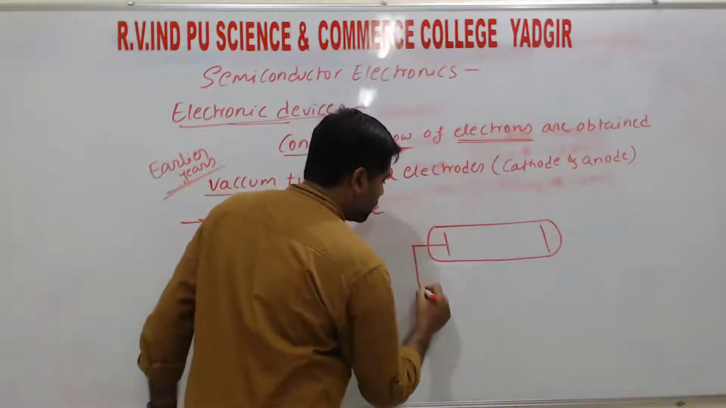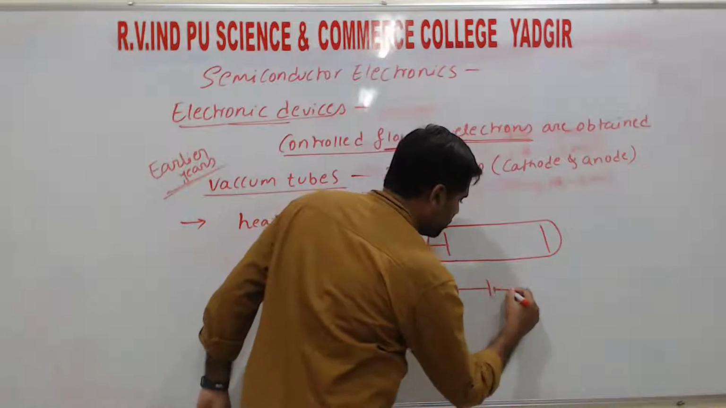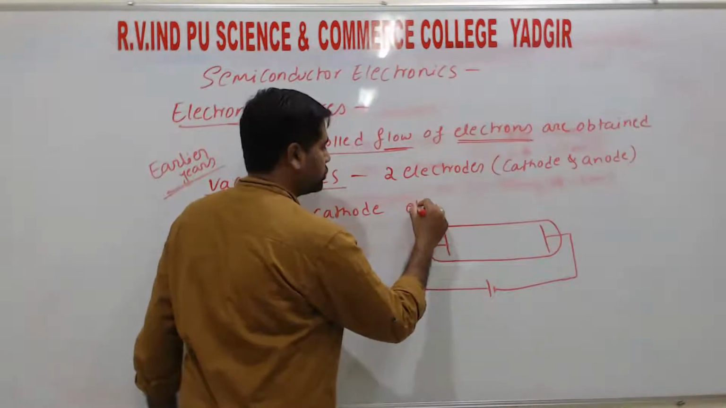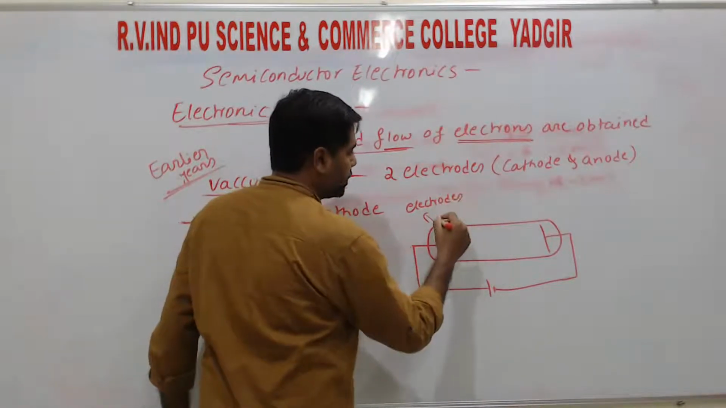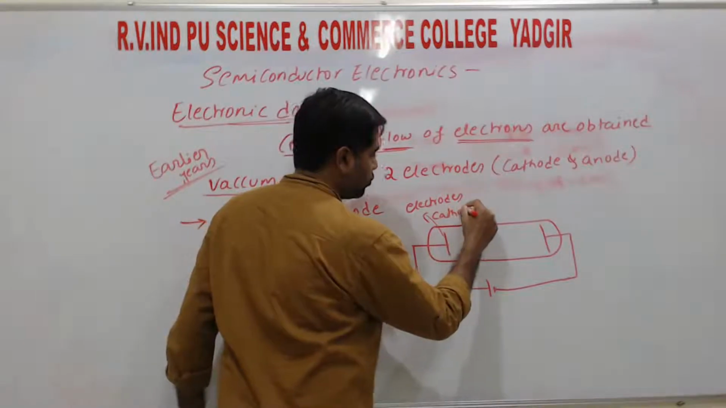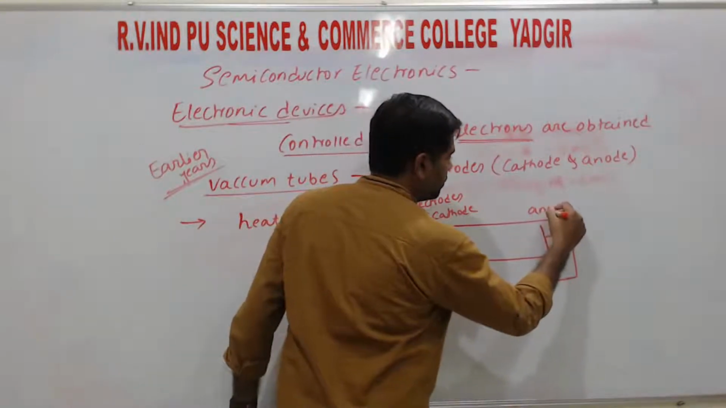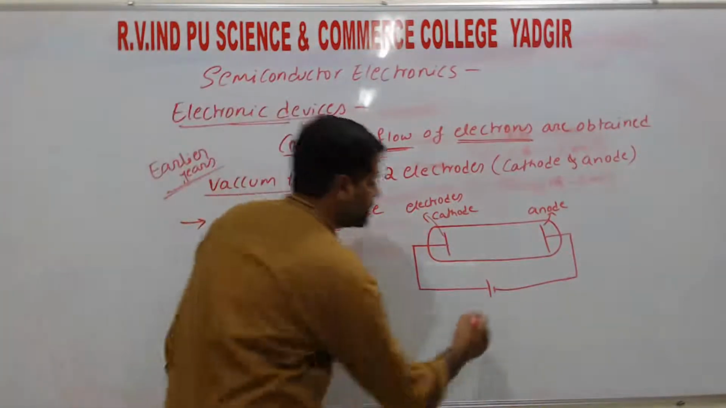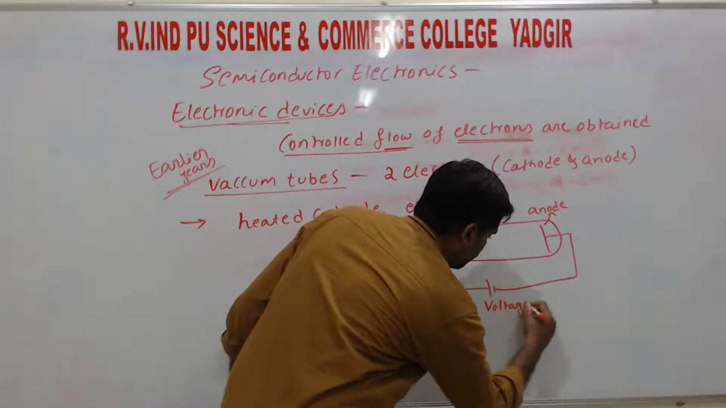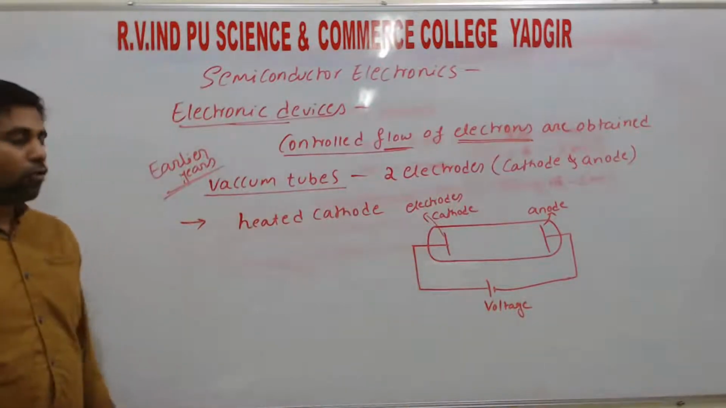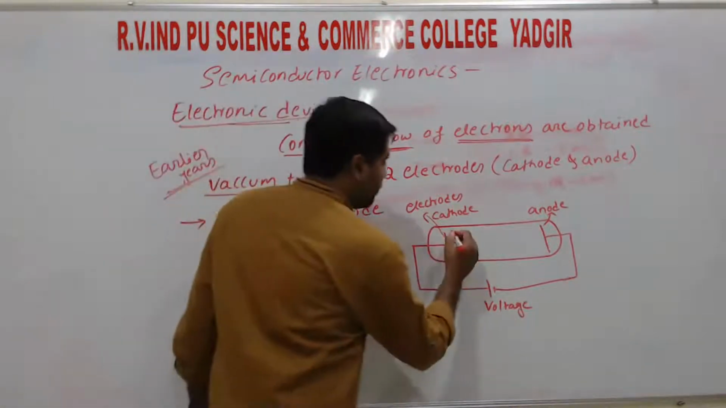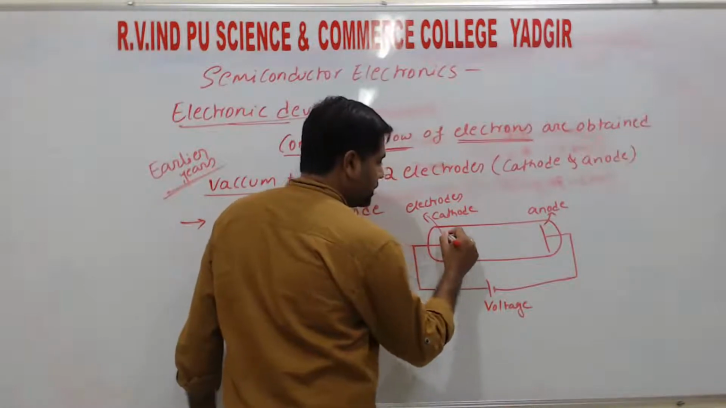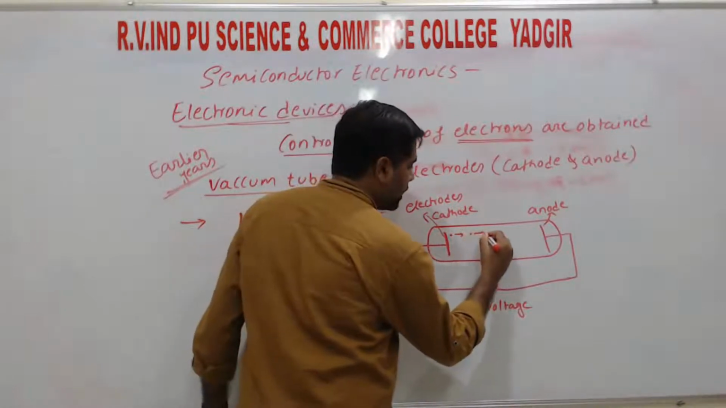These two electrodes are connected to an external source, and inside is vacuum. These are called electrodes. One we call the cathode, and this one the anode. This is the external voltage. Here the flow of electrons is given by the heated cathode. When this electrode gets heated, the electrons are emitted.